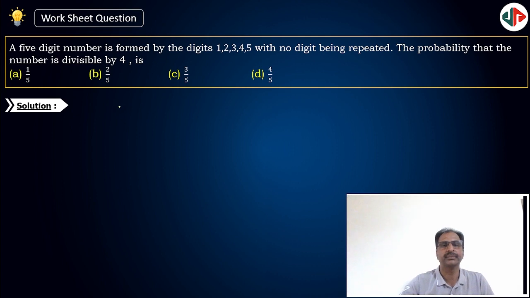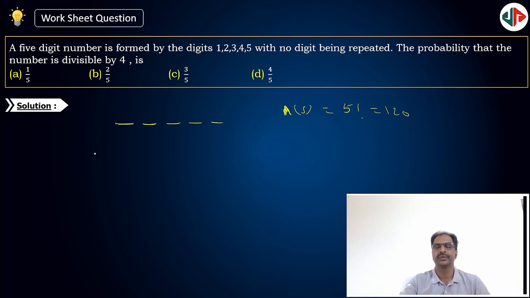Next, a 5-digit number is formed with the digits 1, 2, 3, 4, 5. So, how many 5-digit numbers can be formed? n of S is 5 factorial, which is 120, with no digit being repeated. Now, the probability that the number is divisible by 4. The condition for the number to be divisible by 4 is that the last 2 digits of that number should be a multiple of 4. So, what are the multiples of 4?